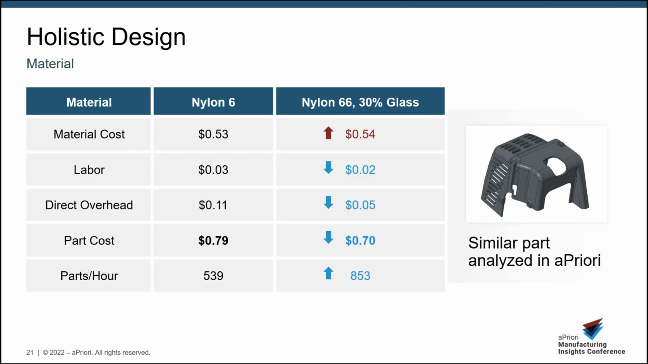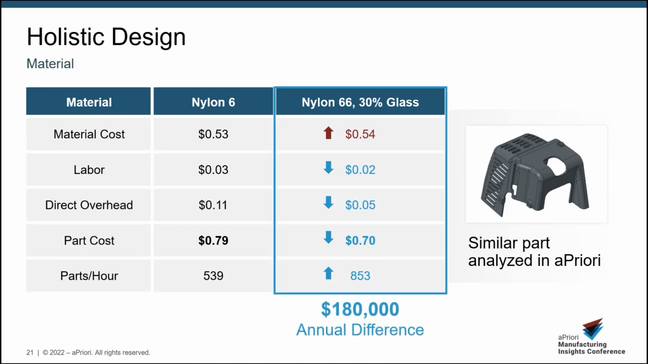Here's a similar part analyzed in aPriori. Nylon 66 with 30% glass is a denser material. So, while the per kilogram price might be cheaper, the total material cost is actually a bit higher. But we're saving money due to the faster processing time. That results in a $180,000 annual difference between those two options.